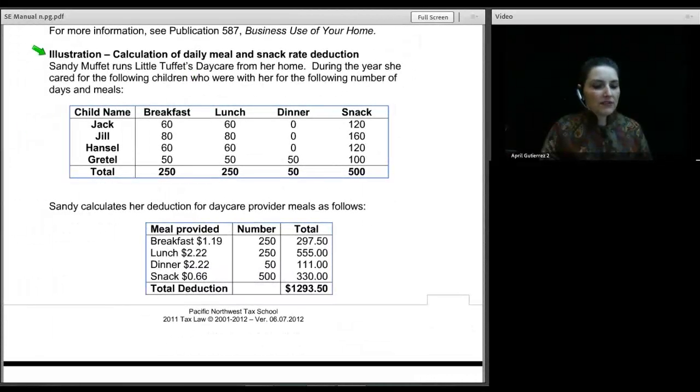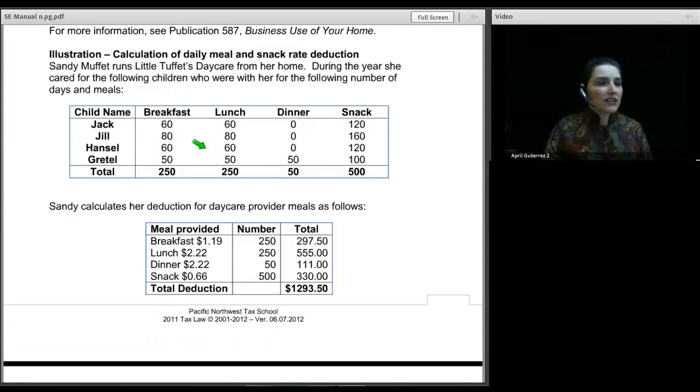Here is an illustration of how it would work. Sandy Muffet runs Little Tuffet's Daycare from her home. During the year, she cared for the following children who were with her for the following number of days and meals. She has Jack, Jill, Hansel, and Gretel, and the number of meals each of these children ate during the year.